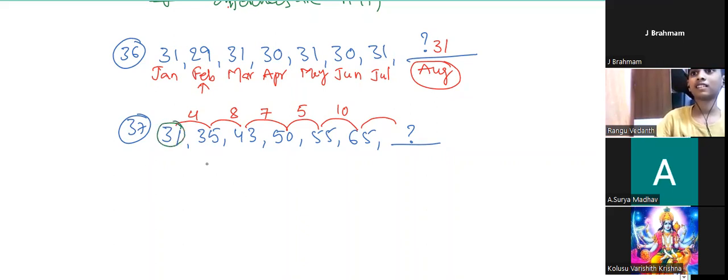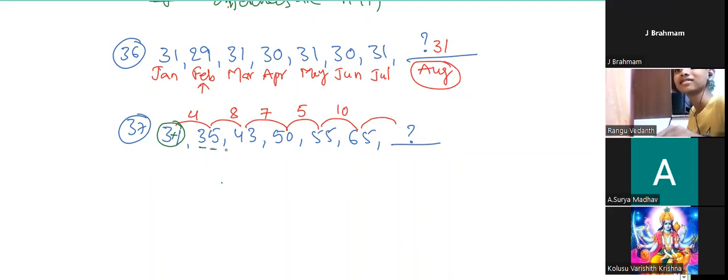Why only 4 is added to 31 to get 35? Why add only 4? Someone is saying, sir, we can add 2 plus 2 also. Who is that? Very good, Varshit. So this 3 plus 1 is 4, right? Yes, sir. That is added to 31 to get 35.